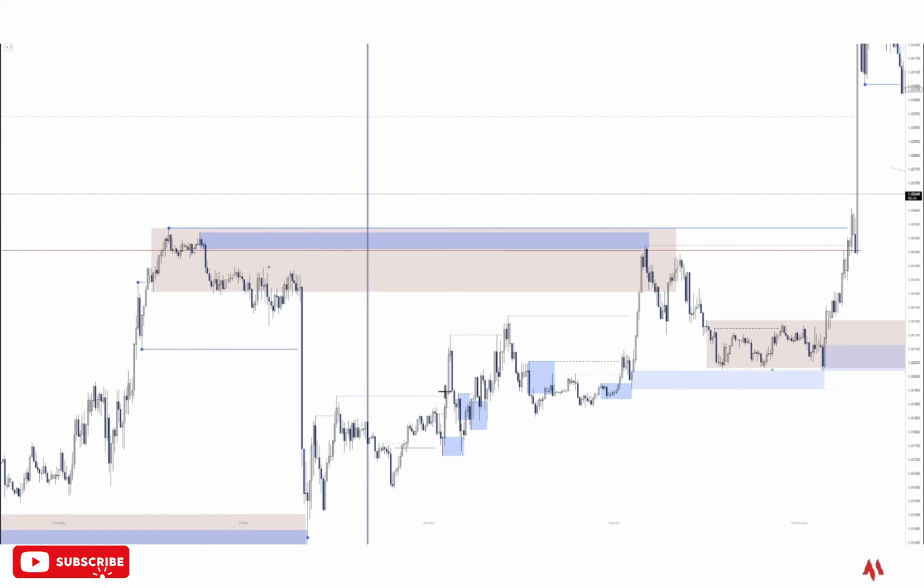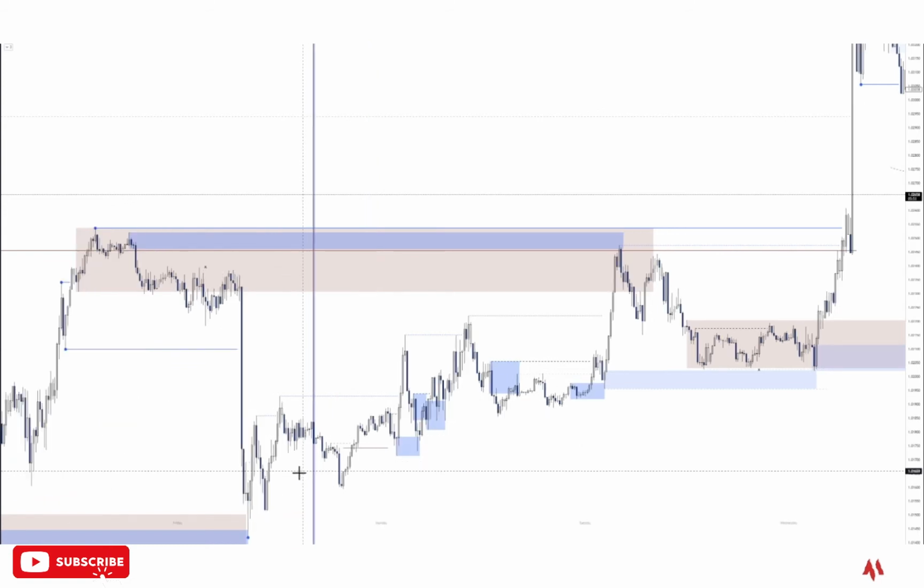So starting from the Monday, 15 minutes is currently bearish. Heading into Monday, this was our swing on the 15 minutes, our high and our low, but internal structure has been making a series of.